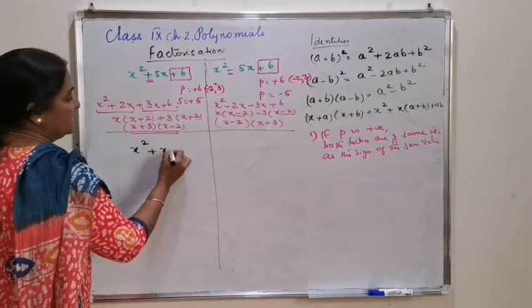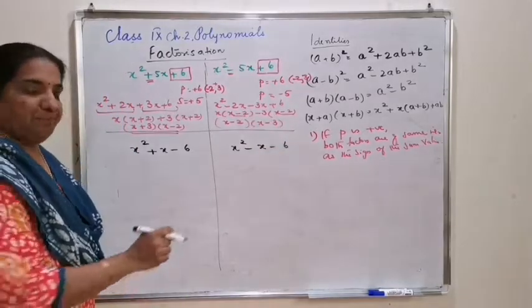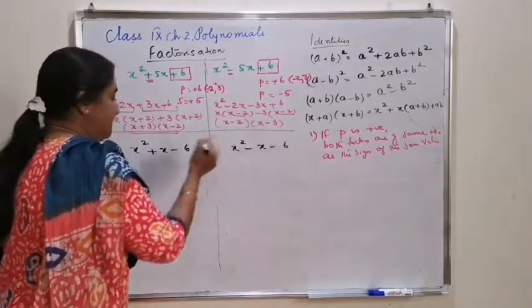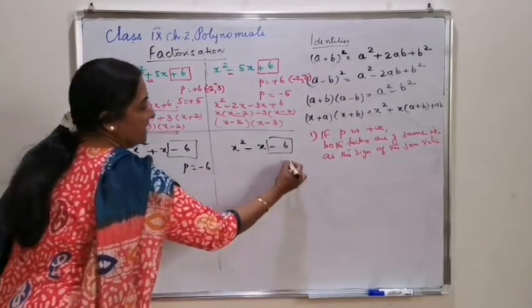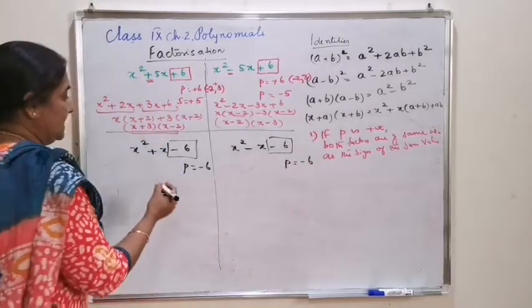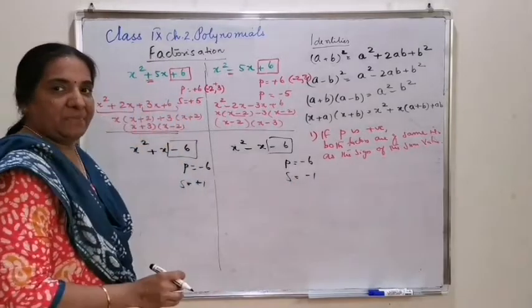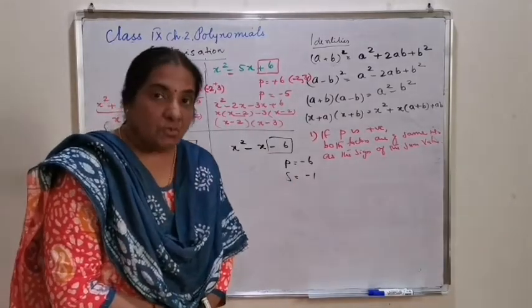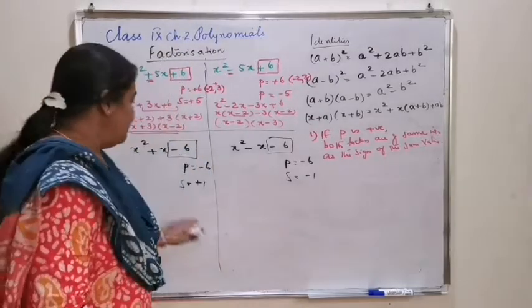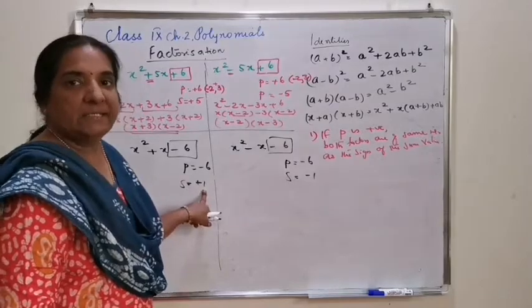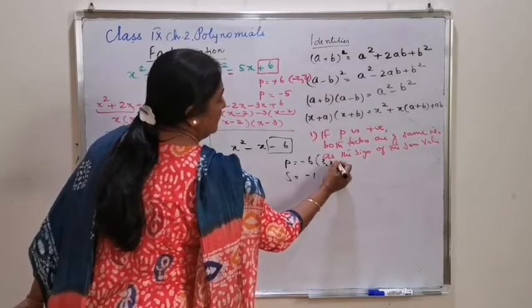x square plus x minus 6, x square minus x minus 6. If you look into these two examples, the product value is minus 6 and the sum value is plus 1, sum value is minus 1. When the product is negative, the rule is the factors should be subtracted in such a way that the sum value is obtained. The factors are 3 and 2.